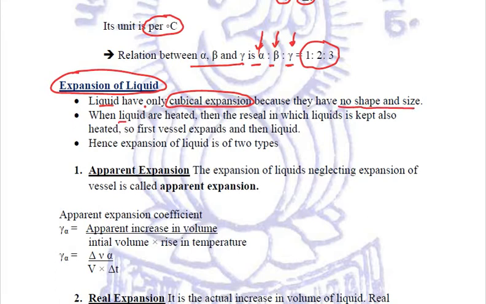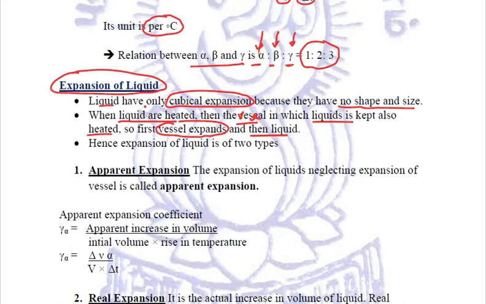So when liquids are heated, the vessel in which liquids are kept is also heated, because liquids cannot just be kept open. They have to be kept in a vessel. So initially we have to heat the vessel. First the vessel expands, and then the expansion of the liquid will take place, right?